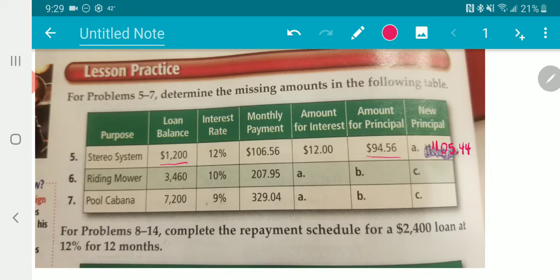For number 6, now we have to calculate all three parts. You got to calculate your interest, your amount for the principal, and your new principal. So for my interest for this riding lawnmower, interest is just I equals PRT. So my principal is $3,460 times my interest rate of 10% times my time, which in this case we're talking about 1 month, so that's 1 over 12. So times 1 divided by 12. My interest comes out to $28.83.